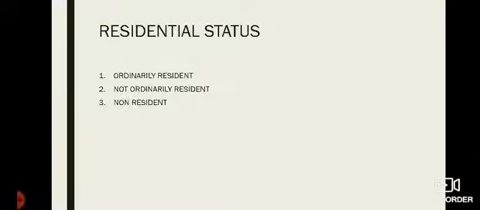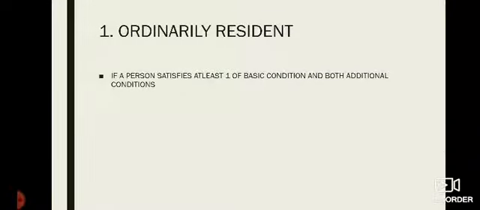And to call as ordinarily resident, a person has to satisfy at least one basic condition and both the additional conditions. If a person satisfies any one of the basic conditions, not necessarily both, but any one basic condition, either first basic condition or second basic condition, but has to compulsorily satisfy both the additional conditions, then the person is known as ordinarily resident.